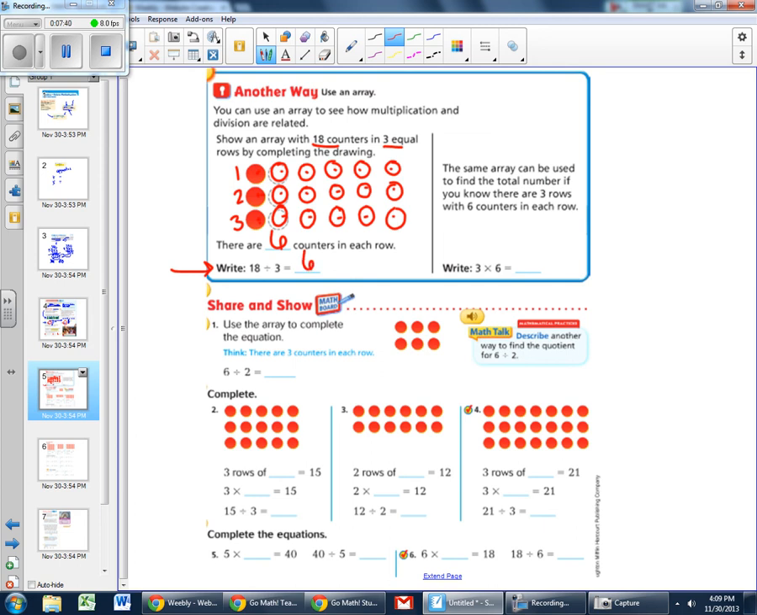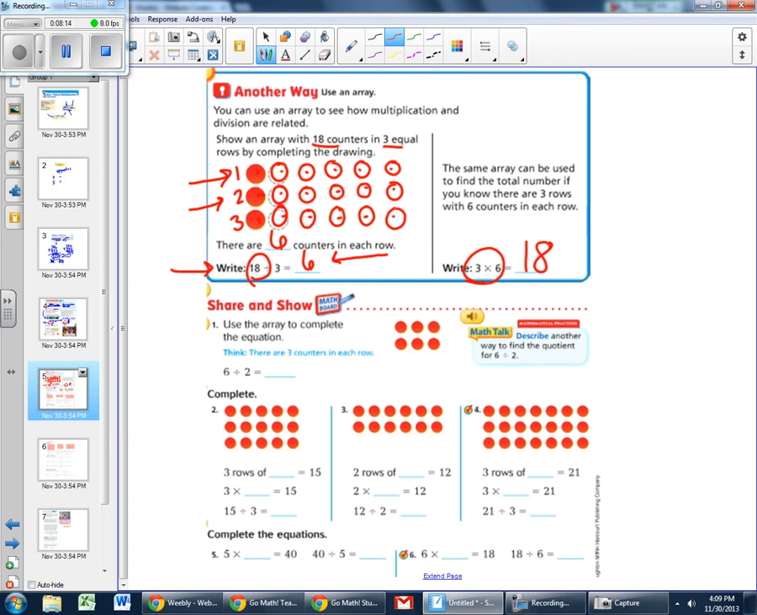The same array can be used to find the total number if you know that there are 3 rows with 6 counters in each row. So we made 3 rows with 6, which is the same as 3 times 6, which gives us the total number. Your product in this one would be 18. Your quotient in this one was 6. Okay. I think that this is pretty self-explanatory now that we've gone through all of the multiplication chapters and we have talked about arrays and bar models so much already.